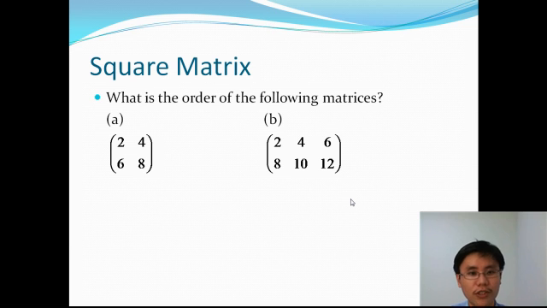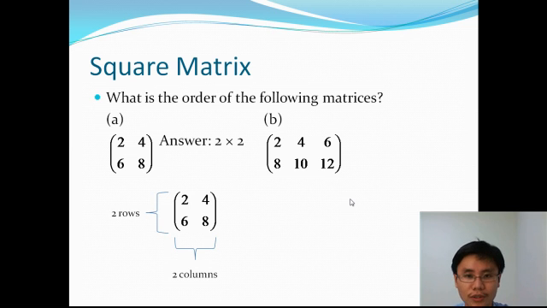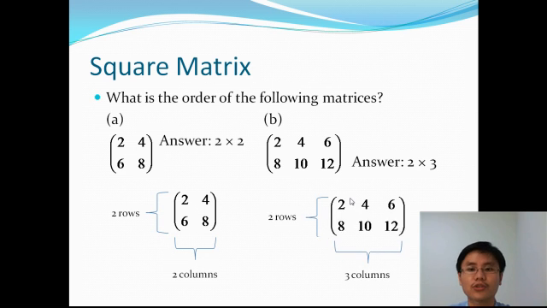What is the order of the matrix in A? Yes, this is a 2 by 2 matrix because it has 2 rows and 2 columns. Let's try another one. What is the order of the matrix in B? Well done. This is a 2 by 3 matrix because it has 2 rows and 3 columns. Now, by looking at the matrices in A and B, which one looks like a square and which one looks like a rectangle? You are right. The 2 by 3 matrix in B looks like a rectangle, while the 2 by 2 matrix in A looks like a square.